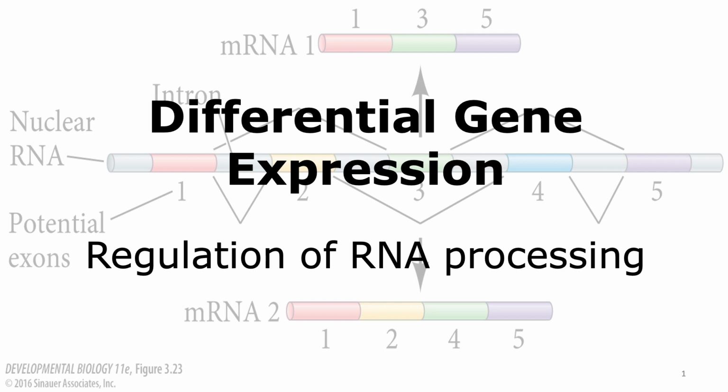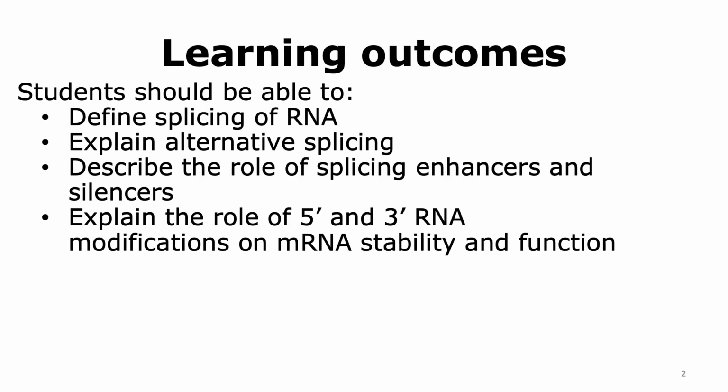Welcome to the differential gene expression module, and in this talk we're going to learn about the regulation of gene expression by controlling RNA processing. We will first learn about the splicing of RNA and the role of splicing enhancers and silencers, and then continue to learn about the role of 5' and 3' RNA modifications on gene expression.